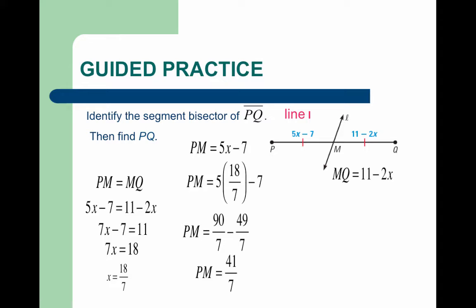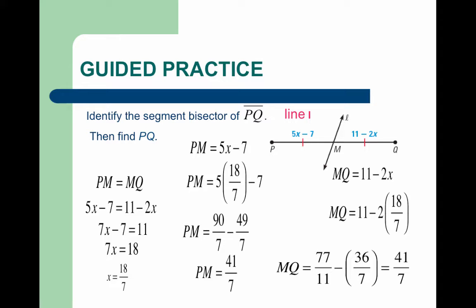And I'm going to plug x into MQ just to verify that I also get 41/7. Plug in 18/7, and I get 77 over 7, which is the same thing as 11. 36 over 7 is 2 times 18/7, and we subtract those and we get 41/7. So PM and MQ are both 41/7. We add those together to find what PQ is, and our final answer is 82/7.